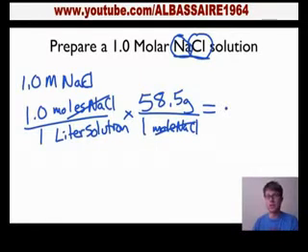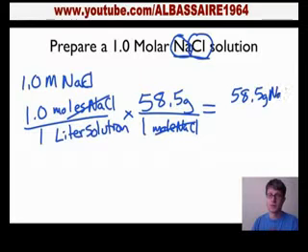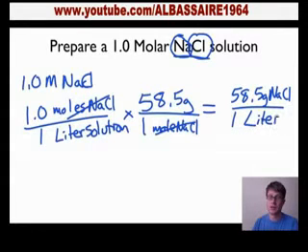Let me cross these off. How do I make a 1.0 molar, or standard, sodium chloride solution? I'm going to take 58.5 grams of salt, NaCl, pour that into a beaker, and add water until I have 1 total liter of solution. Once I've done that, I'll have a 1.0 molar sodium chloride solution.